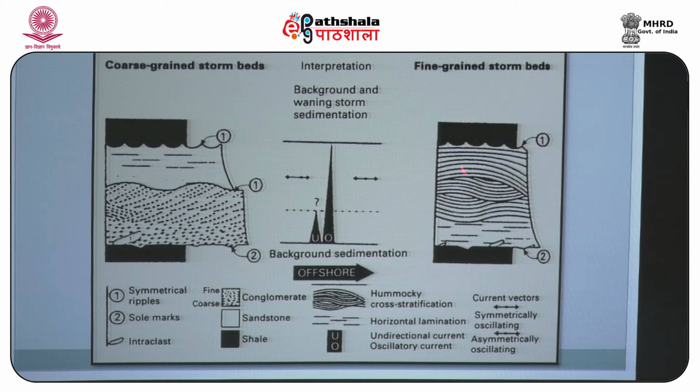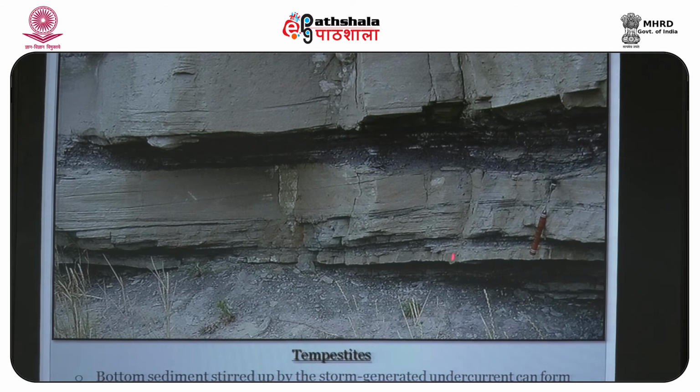In case of fine grained storm beds, the whole succession of tempestites is more developed. The hummocky and swaley cross stratifications get developed, usually in these kinds of fine grained storm beds, which are devoid of any coarse materials. This is a figure of a typical tempestite.